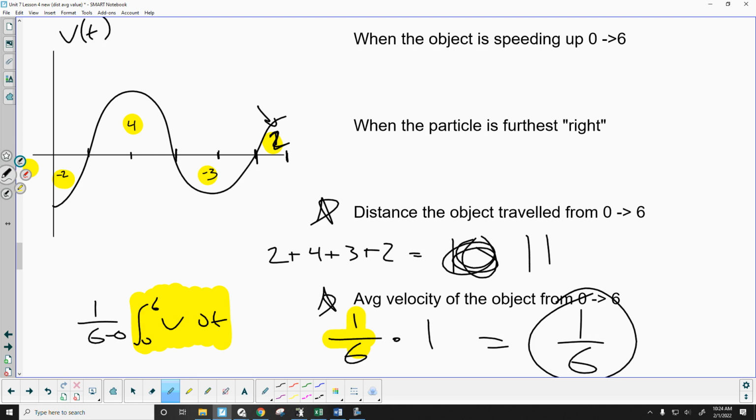Wait, how did you get the second part? This is the area under v. -3 plus 4 minus 3 plus 2. Oh, okay. It's 1.